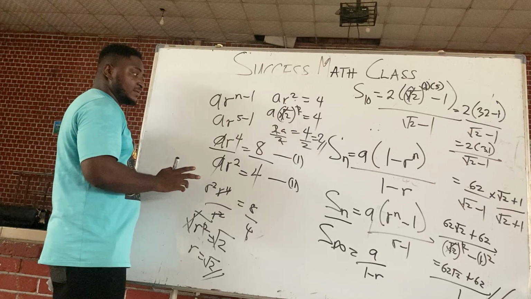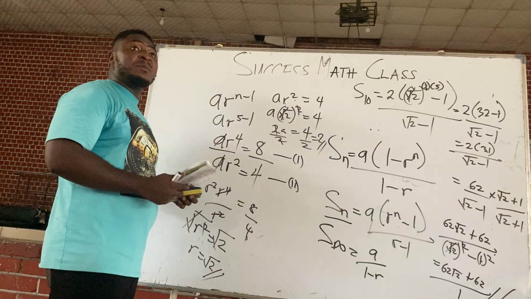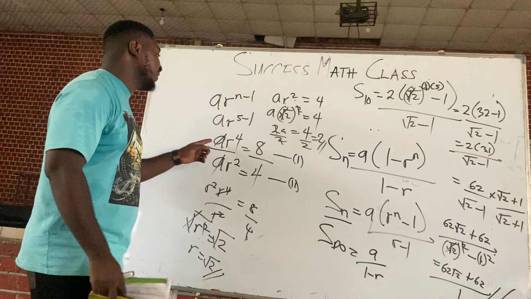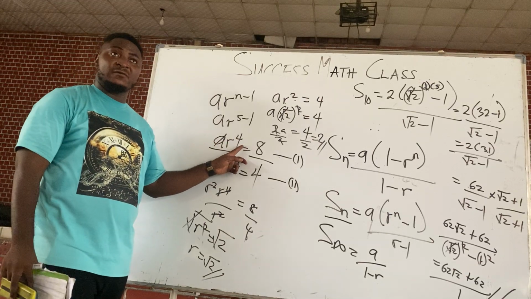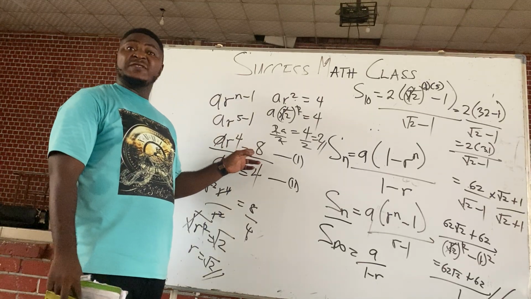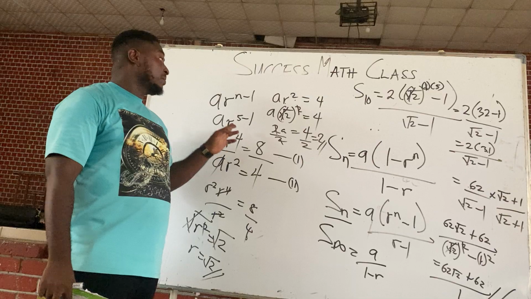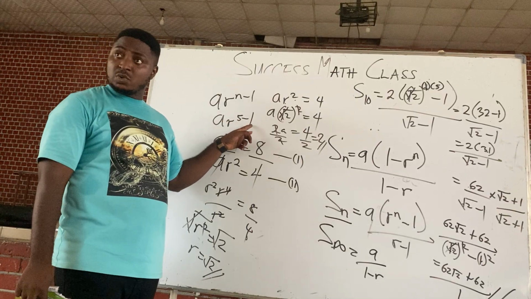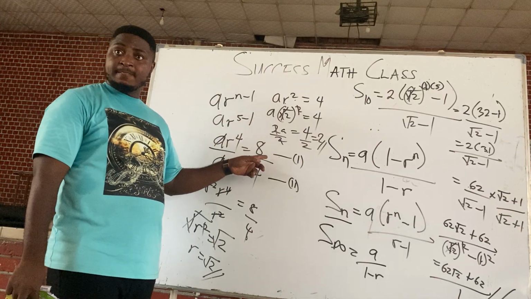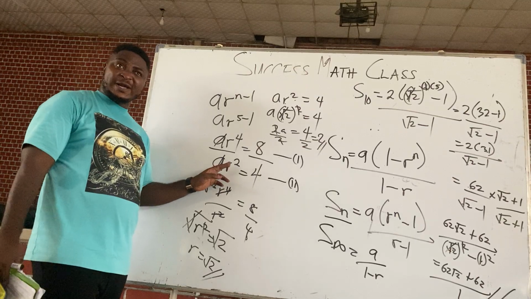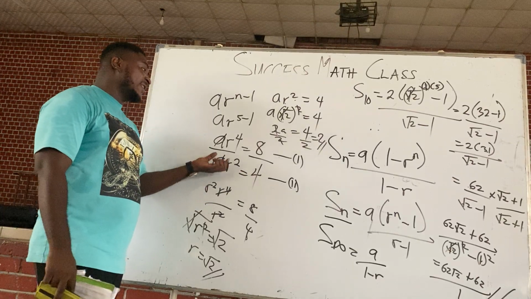Let me come again. They said the fifth term of a GP is 8. So what's the fifth term? AR raised to power 4, not 5. So AR raised to power 4 is 8. And the third term is AR raised to power 2, which is 4.